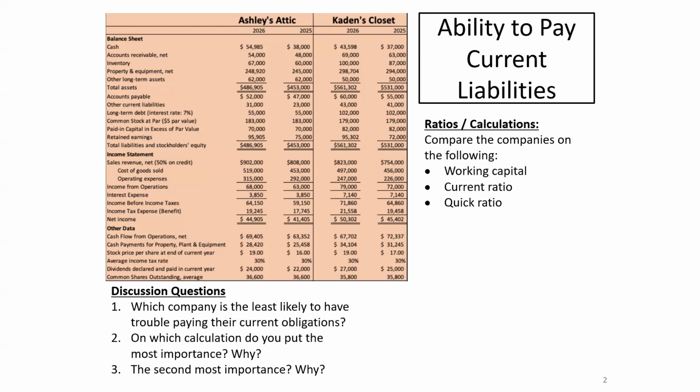To do this, we will compare both companies on the following ratios: working capital, current ratio, and quick ratio. Once we've developed these ratios, we will discuss some insights that we can draw from them. We can discuss which company is less likely to have trouble paying their obligations. You should think about which calculation would be more important to you and which would be the second most important ratio for you.